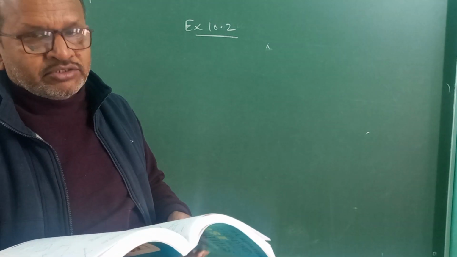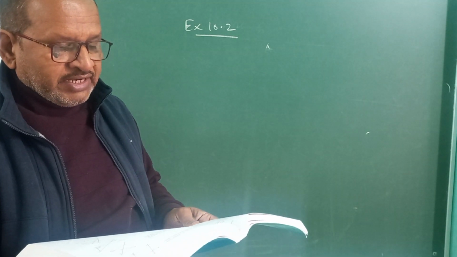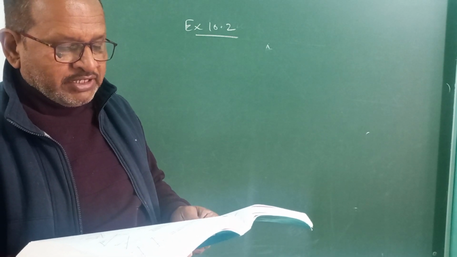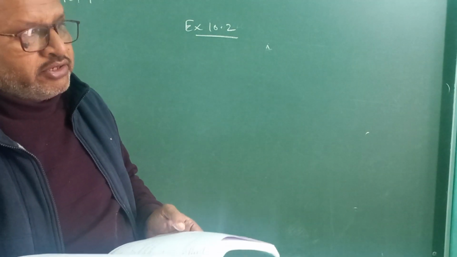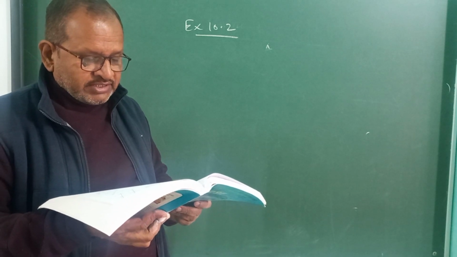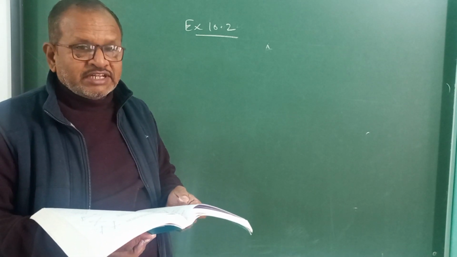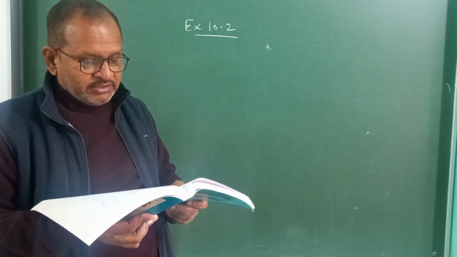Corresponding word we have to introduce. Two angles and the corresponding side of one triangle are equal to two angles and the corresponding side of another triangle, then both the triangles will be congruent. So the corresponding word we have to introduce in the statement. So this statement is not correct. Reason is that the corresponding word is not introduced in this.